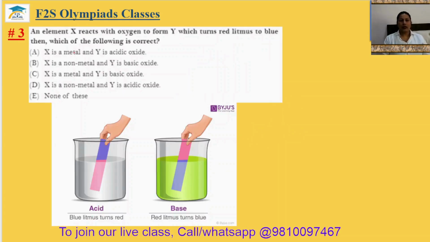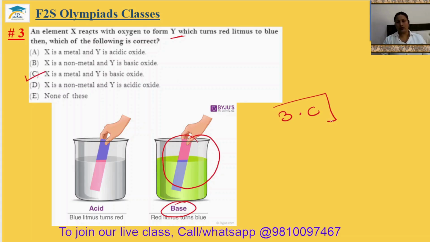Question number 3. An element X reacts with oxygen to form Y, which turns red litmus to blue. Then which of the following is correct? So here red litmus to blue. Red became blue. It means that it is a base. Okay? Y is your basic oxide. Okay? And X can be your metal. Option: X is a metal, Y is the basic oxide. Option C. The third answer is option C.